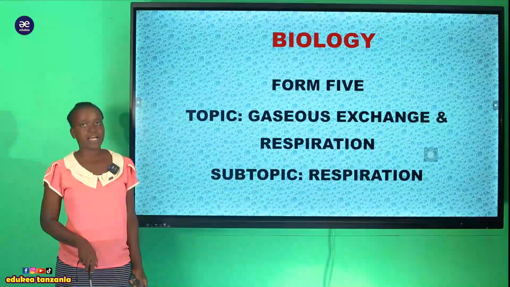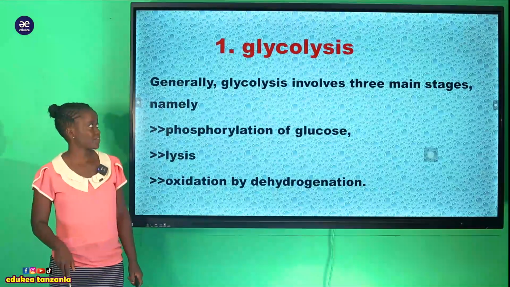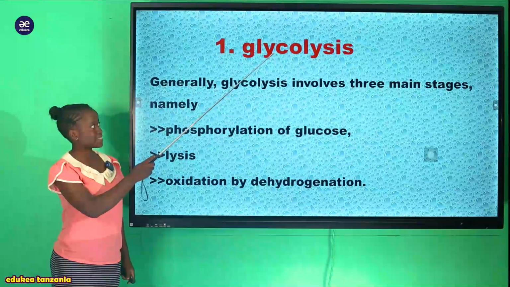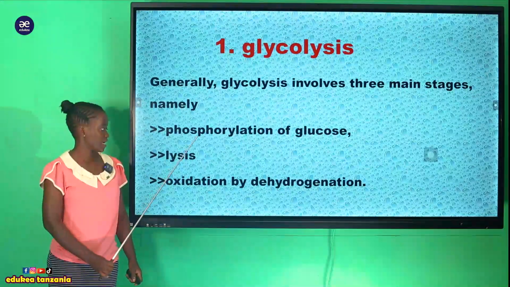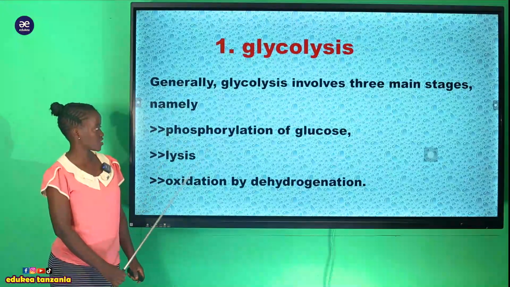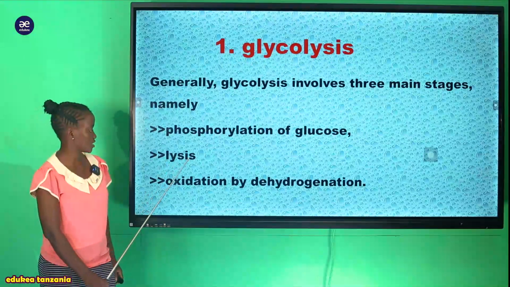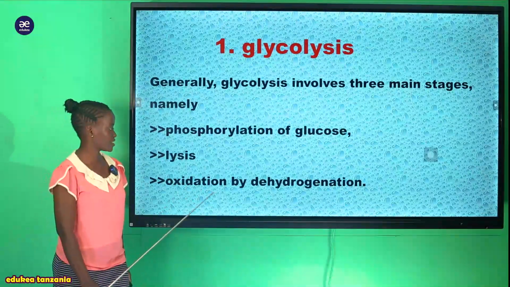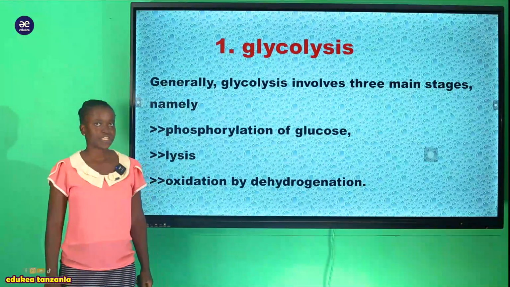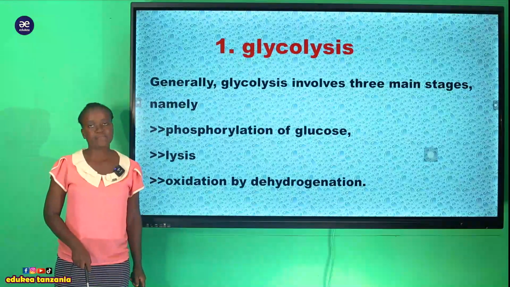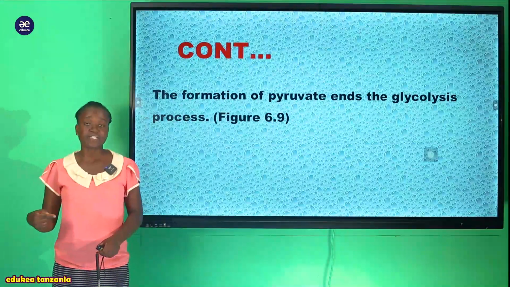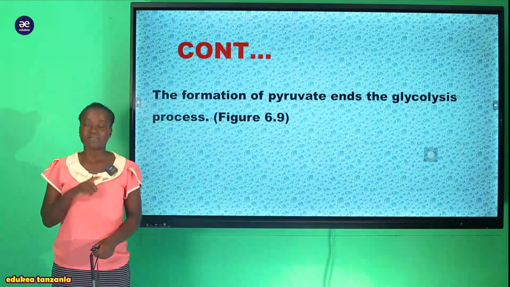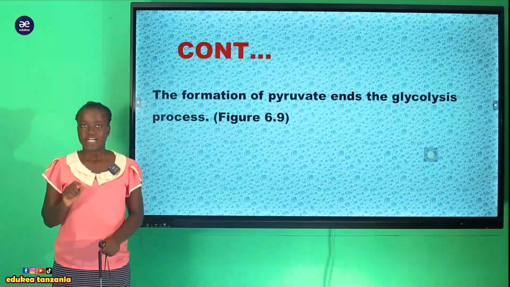So as usual, we have to recall where we ended in the previous session. We ended by discussing the process of glycolysis. You can see we have almost 3 stages: phosphorylation of glucose, lysis, and oxidation by dehydrogenation. My students, as I promised you in the previous session, in this session we are going to see the figure which summarizes the whole process of glycolysis.